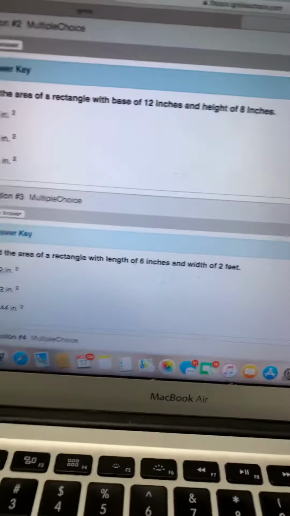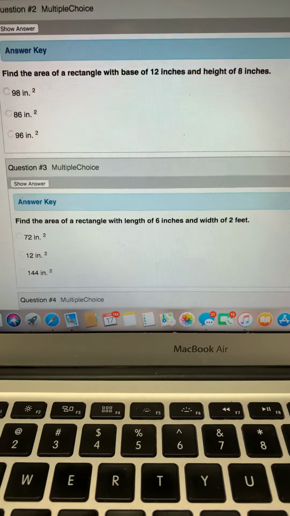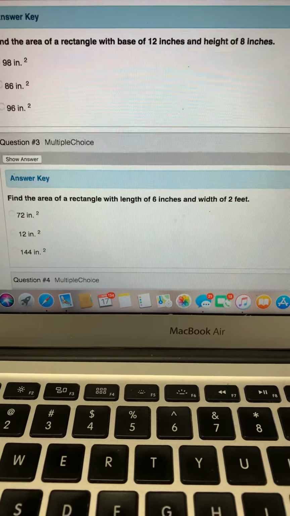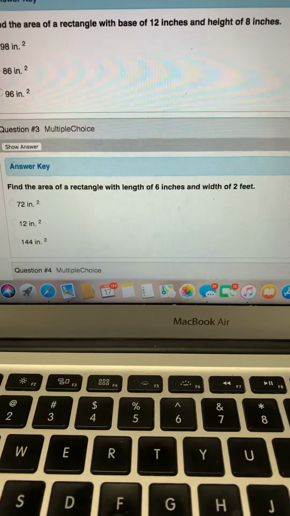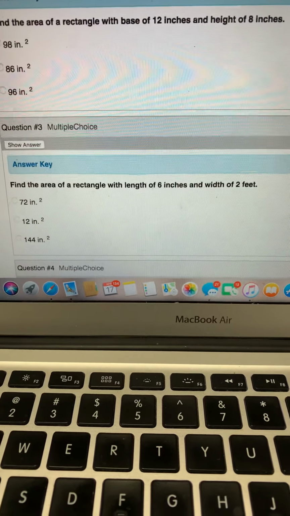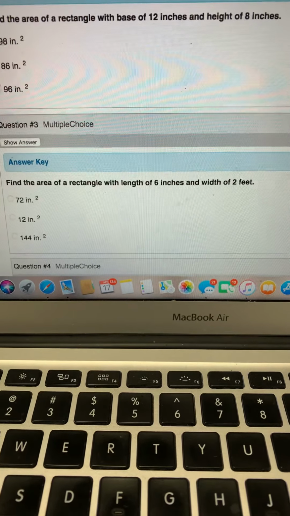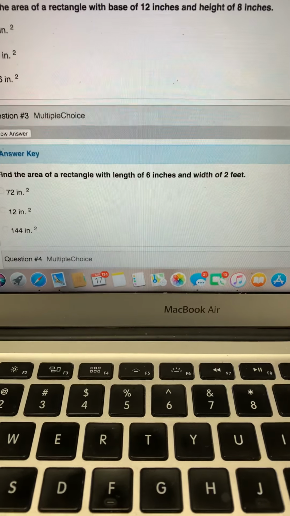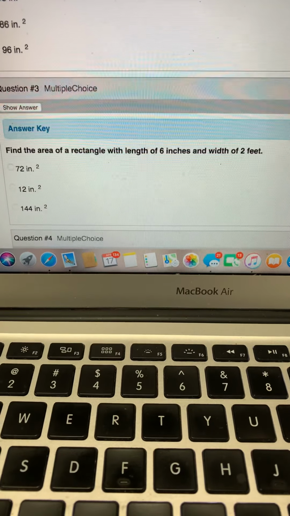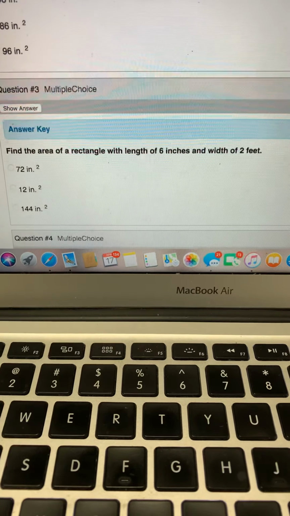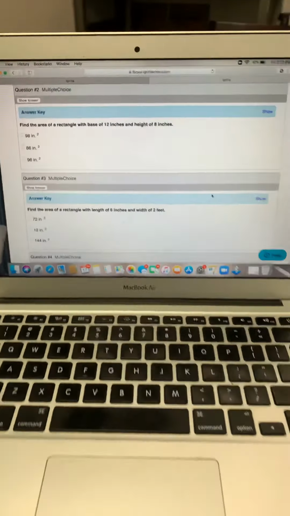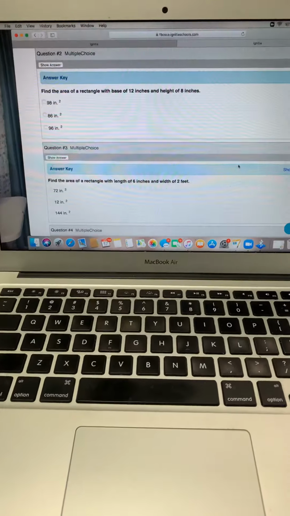Number 3 says find the area of a rectangle with a length of 6 inches and a width of 2 feet. I think most of y'all just saw the numbers and just multiplied 6 times 2, but you didn't pay attention to the fact that they're not in the same unit of measurement. They're giving you your answer in inches. So you need to convert the 2 feet to inches. So how many inches is 2 feet? Okay, I'll let you work on that one. I'm not going to work it out and do the problem for you.